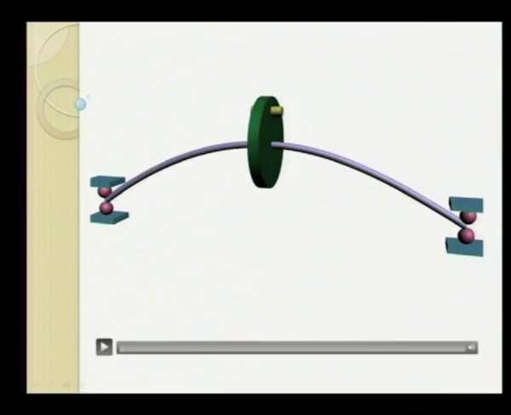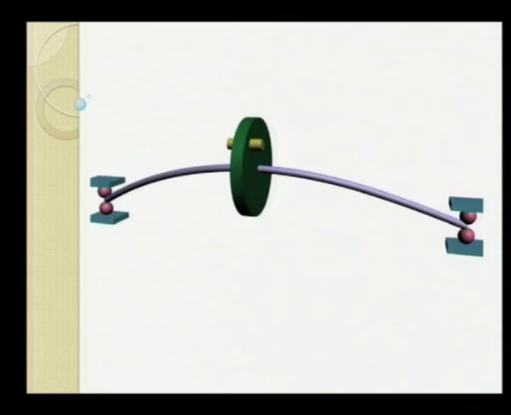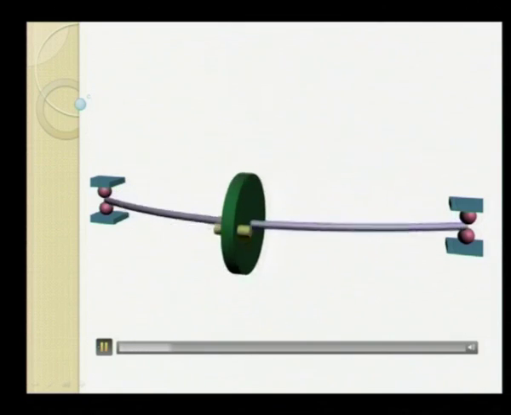This is the Jeffcott rotor which is mounted on simply supported bearings. The disc is at the center. Here we will try to see the motion of the disc, in which there is no tilting of the disc taking place.